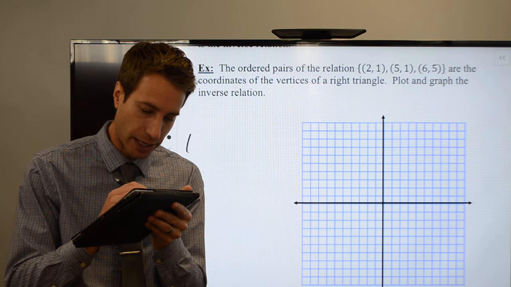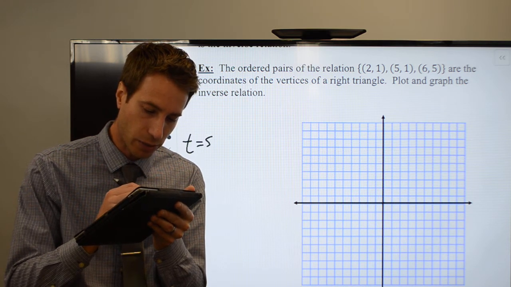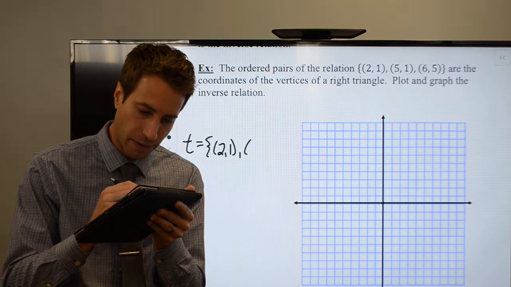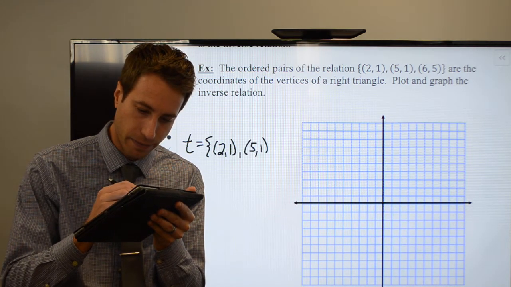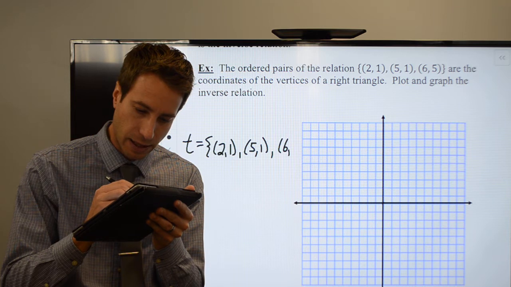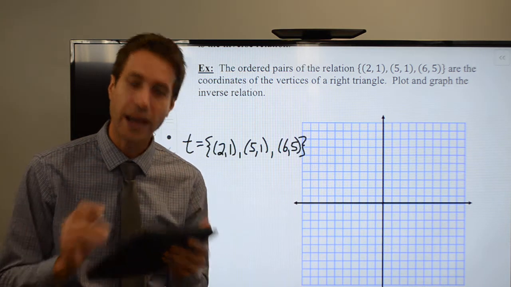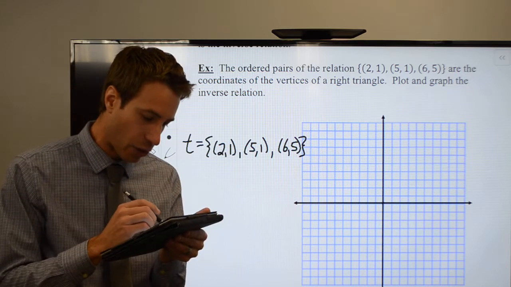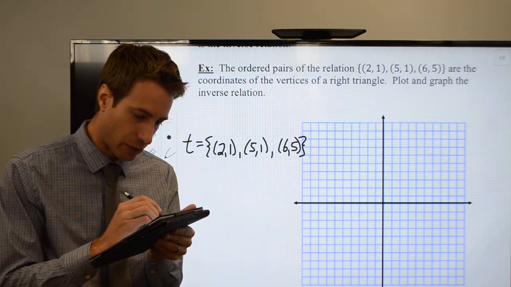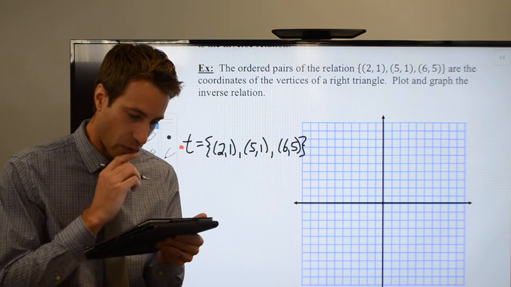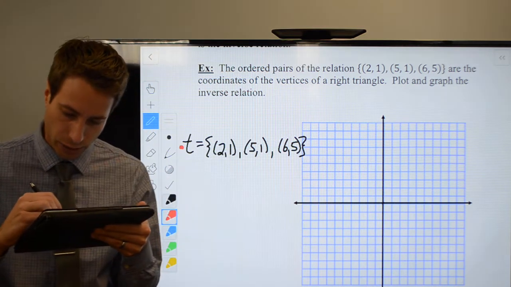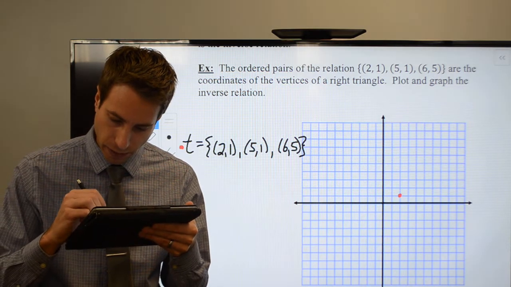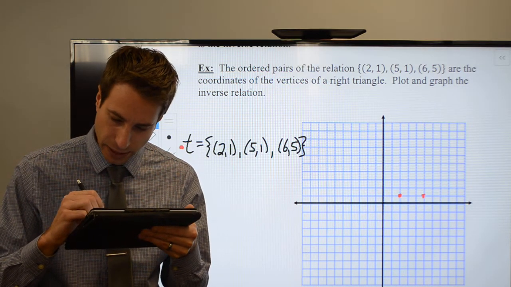So I have the relation T, which is equal to (2, 1), (5, 1), and (6, 5). All right, so that is my relation that I have been given. And let's go ahead and graph those guys. You know what? We'll do this one in red. So I have the point (2, 1), (5, 1), and the point (6, 5).